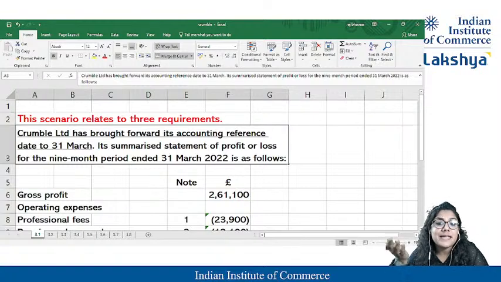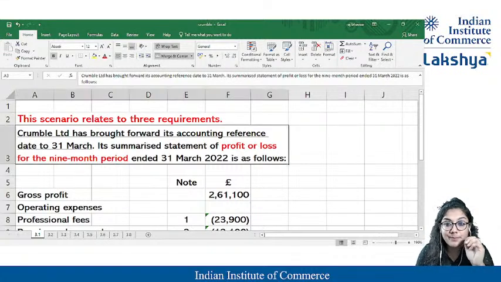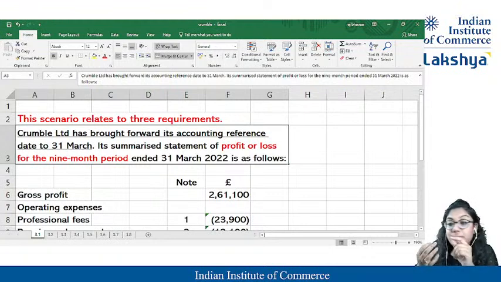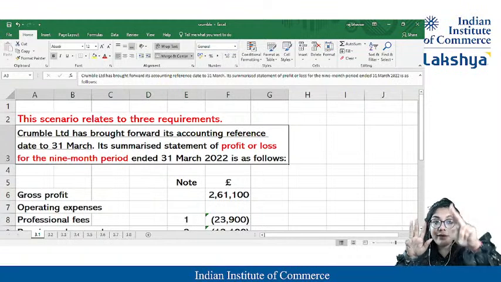Its summarized statement of P&L account has been shown. Guys, its profit and loss account has been shown. I'll give you one hint: it's 9 months. It would be the year which would have started, ma'am. It's 9 months, so maybe April, May, June? No, ma'am. July, August, September, October, November, December, Jan, Feb, March.